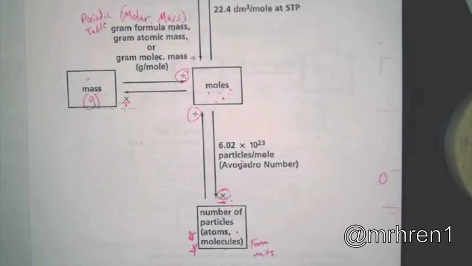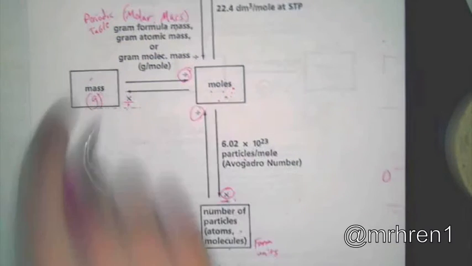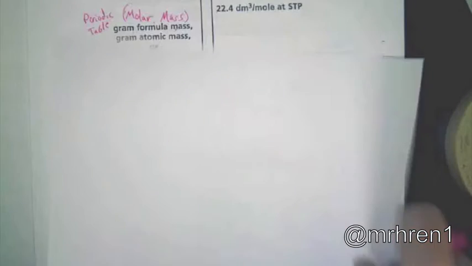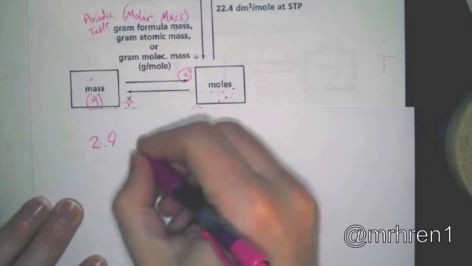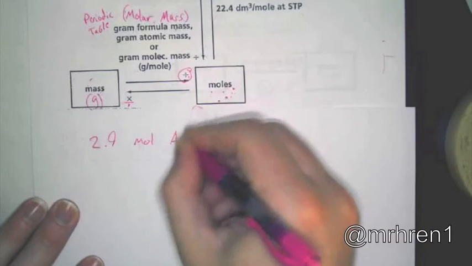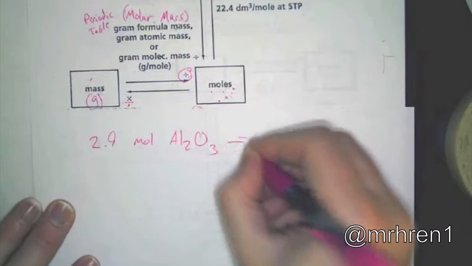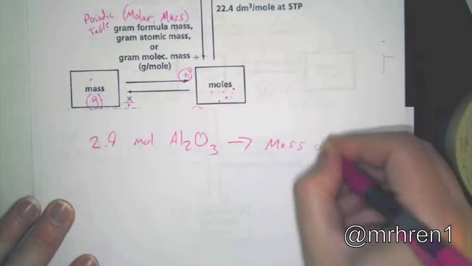We'd multiply. Yep, I'm going to show you that next. I'm going to do 4 examples, 1 for each way. So next example, let's say this one. Let's say we've got 2.9 moles of aluminum oxide, and we want to convert that to mass in grams.